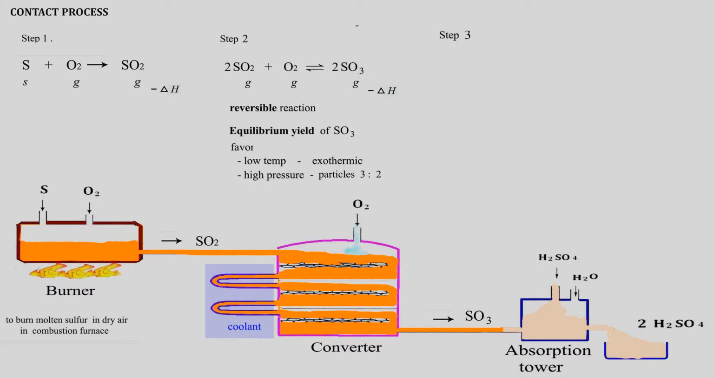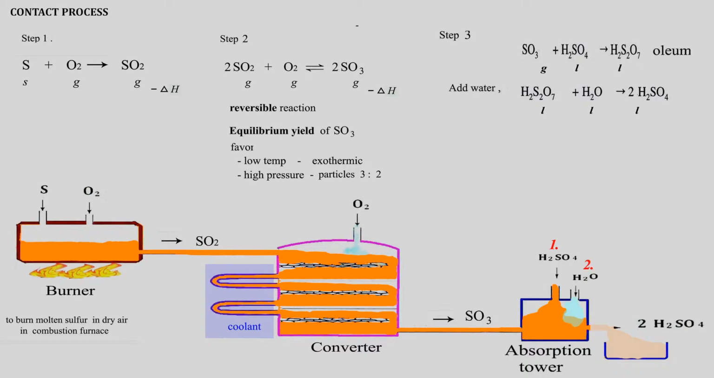Step 3. Absorption tower. You have two equations. Let's look at the picture first. Sulfur trioxide goes onto this absorption tower. Number 1, you add sulfuric acid onto this sulfur trioxide. Number 2, you add water. Then it will form 2 sulfuric acid. Why do we have this step? Now let's look at the equation first.